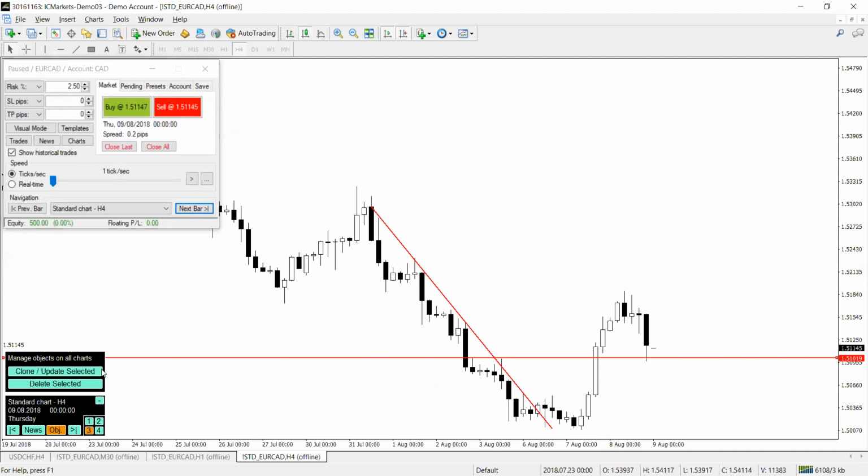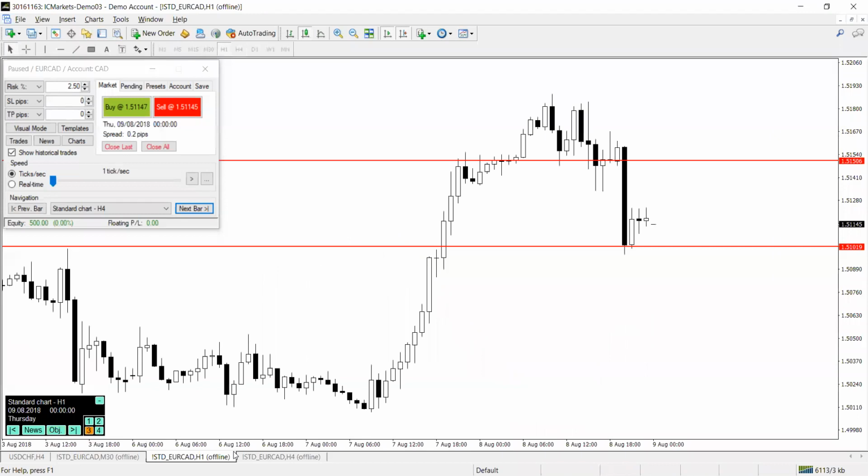So, clone it. And now you can go to your 1 hour. If you're going to look for a buy opportunity, you need evidence. So let's move this one here. You're looking for evidence, right? So you want to move to 1 hour candles.